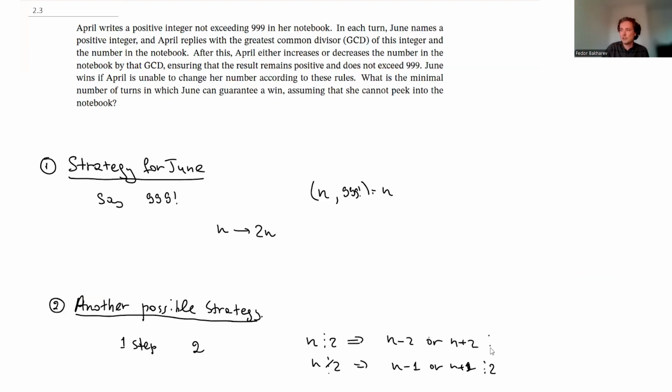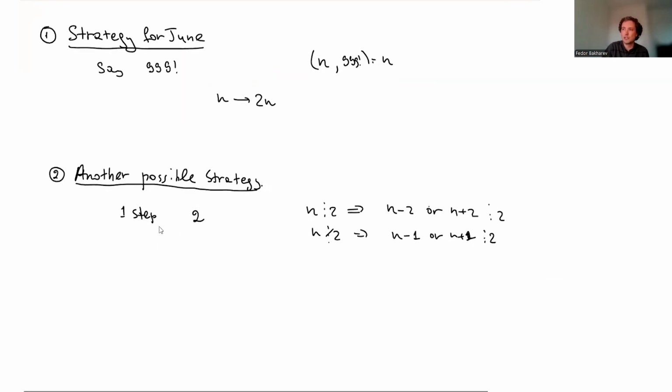So after our first step, the number which April has should be divisible by 2. And then we will switch to the next step and say 4. In this case, all even numbers could be divided into groups, divisible by 4 and not divisible by 4. And if we have at this point a number divisible by 4, then we will get one of the numbers n minus 4 and n plus 4, which is divisible by 4.